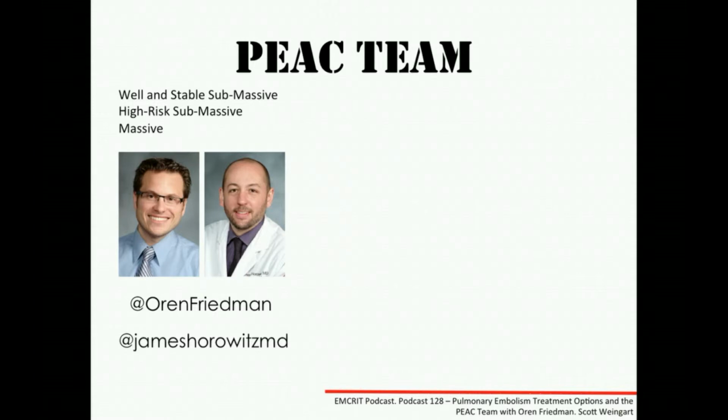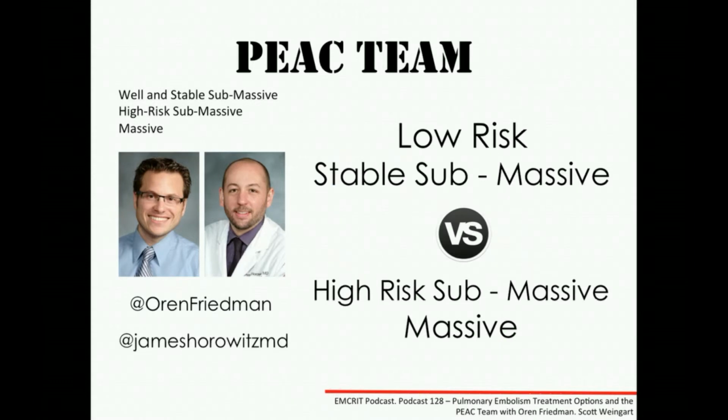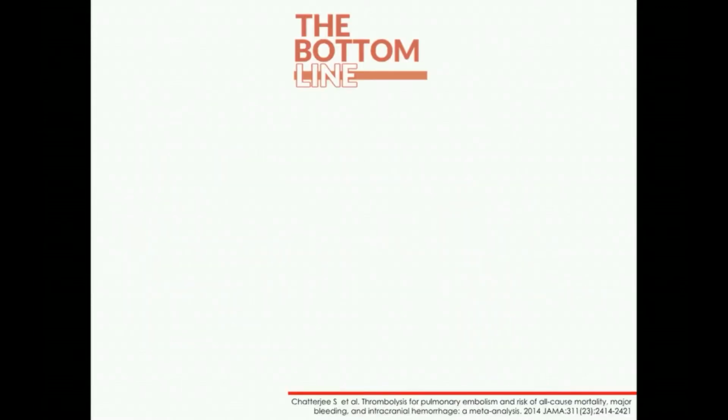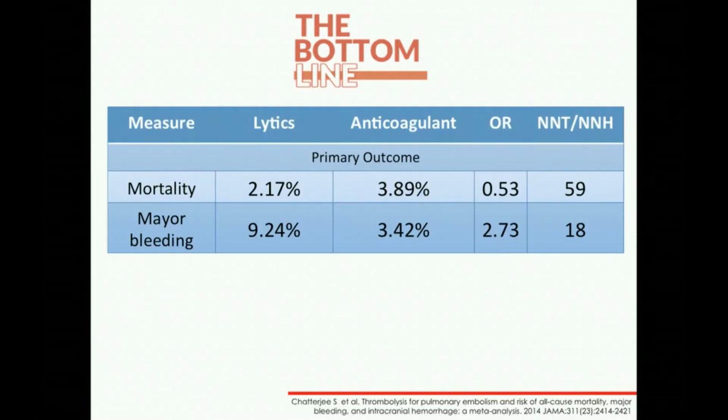Well, they tell us that regarding treatment, we need to separate people with PE into these two groups, okay? Low risk or stable submassive versus high risk submassive and massive. Because the first group, you're not going to give them lytics, and the second group, you should give them lytics. This is a meta-analysis published in JAMA 2014, and I took this from the Bottom Line site, and if you take the submassive PE and massive PE people, you can see a mortality benefit, okay?